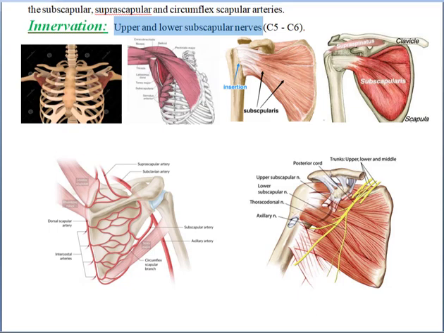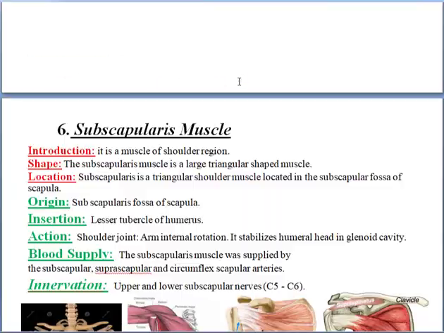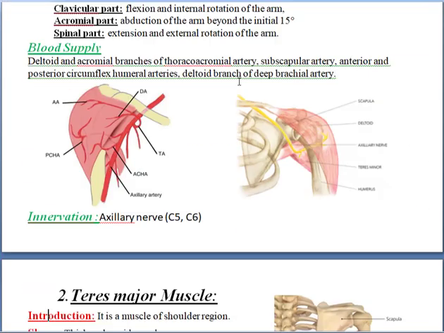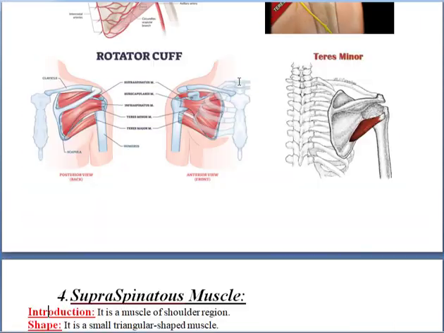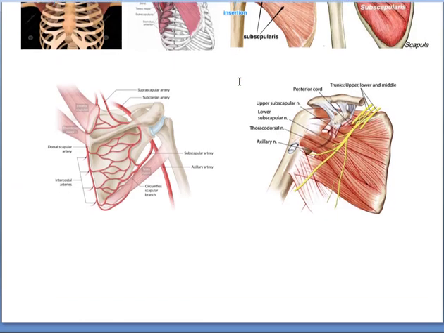So I hope you will remember all these important points. So what did we discuss? In the muscles of the shoulder region, the first muscle was the deltoid muscle, then teres major, teres minor, supraspinatus, infraspinatus and subscapularis muscle. So these were the muscles of the shoulder region.